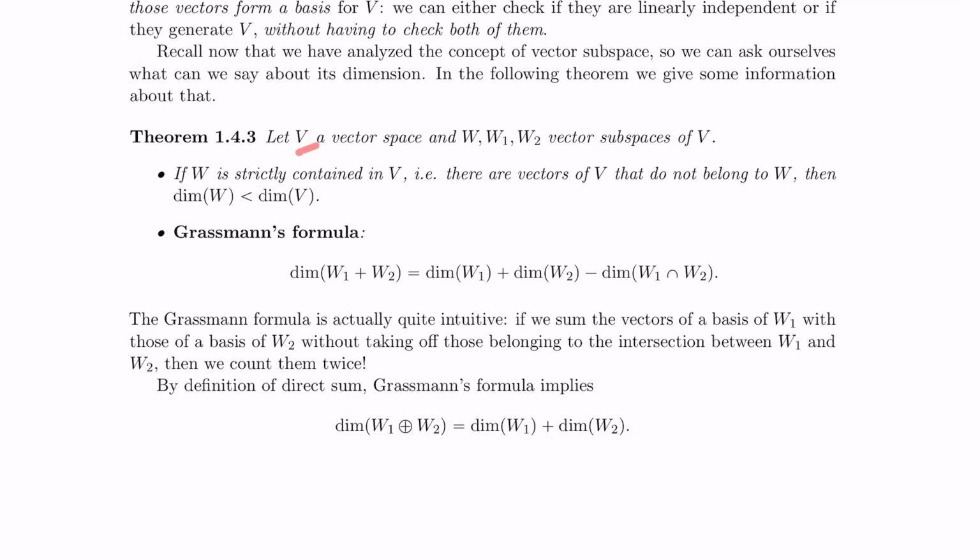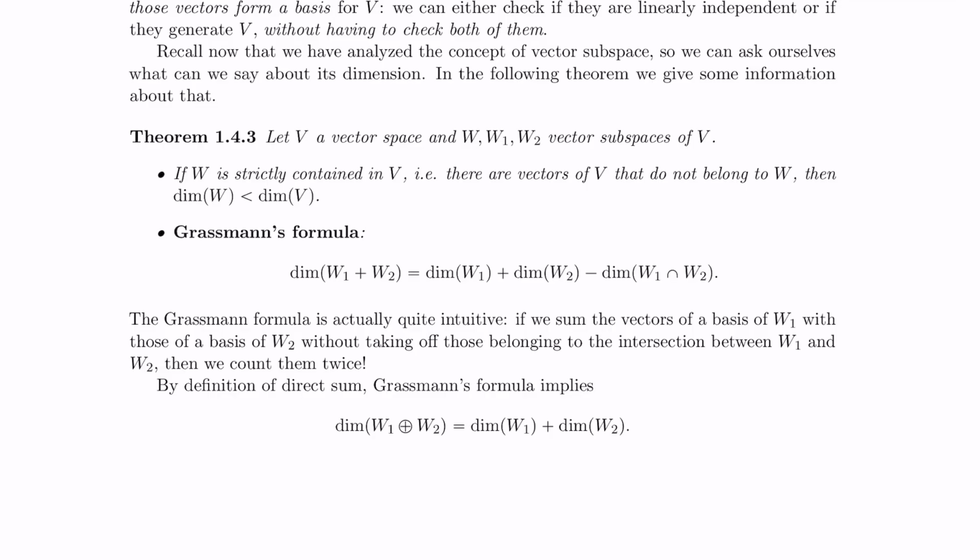Consider a vector space V and these three vector subspaces. The first statement of the theorem says that if W is strictly contained in V, then its dimension is strictly less than the dimension of V. The second statement is a very famous formula called the Grassmann formula, and it says that the dimension of the sum of these two vector subspaces is given by the sum of the dimensions of the vector subspaces minus the dimension of their intersection. The rigorous proof of Grassmann's formula is quite long.